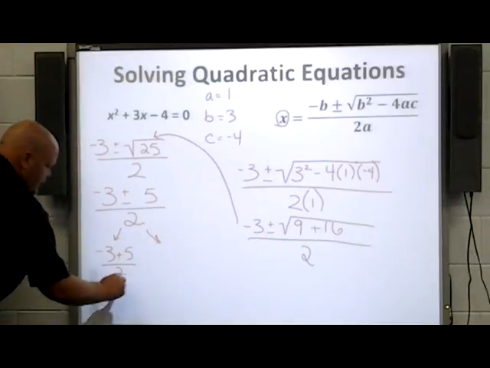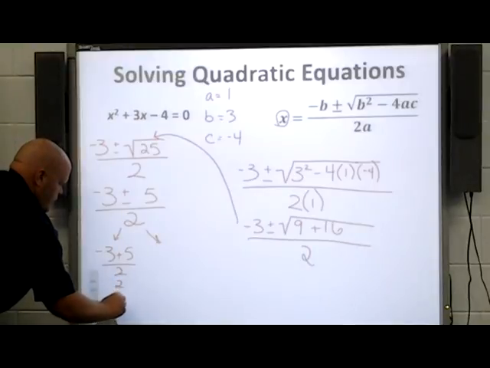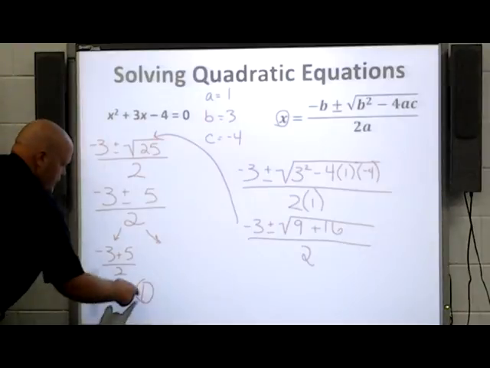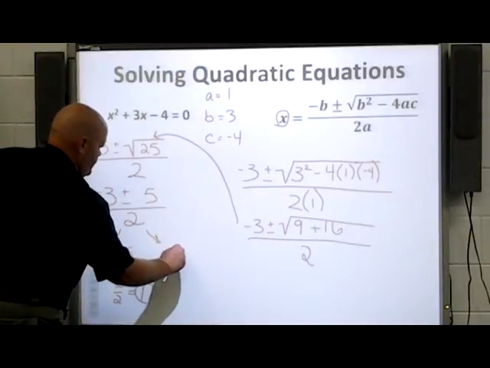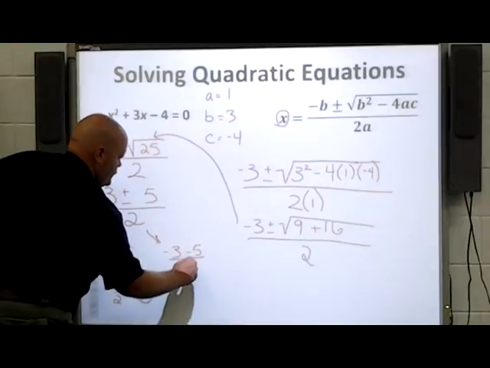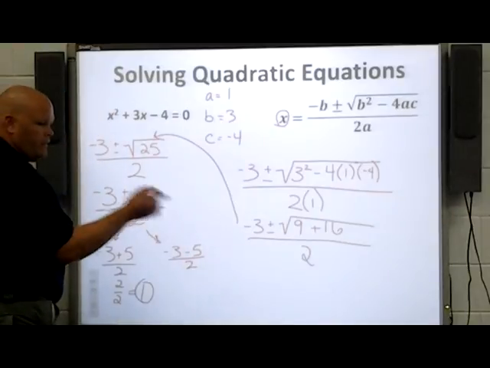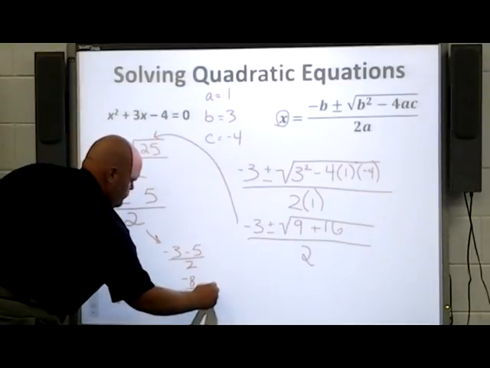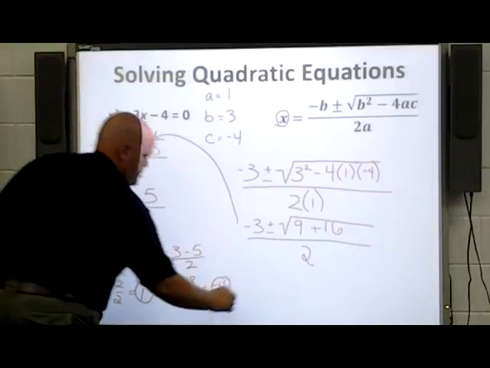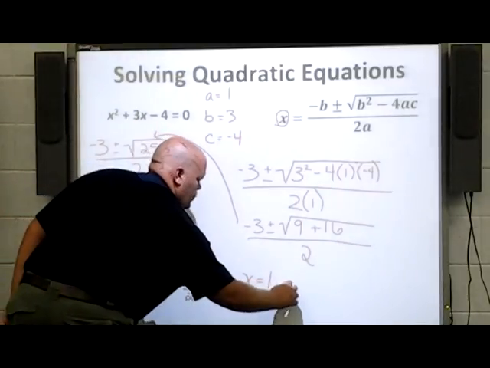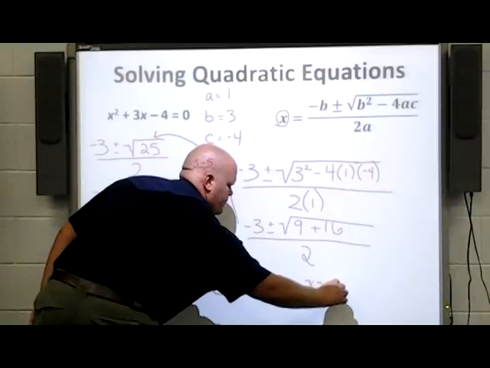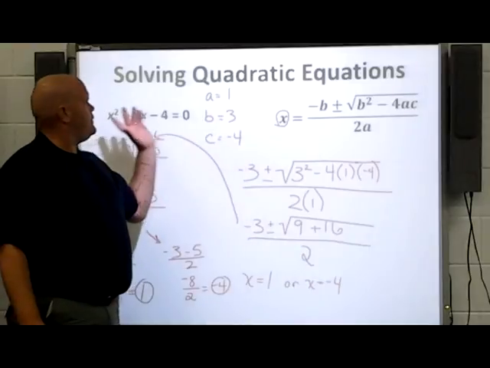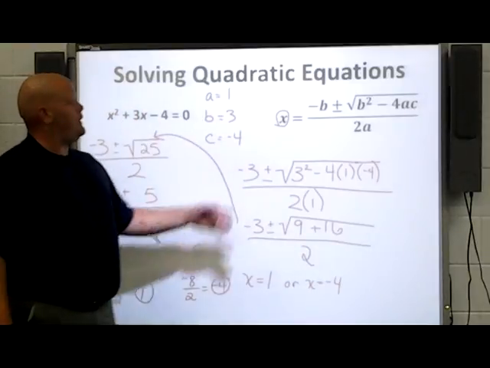Negative 3 plus 5 gives me 2 over 2. 2 over 2 equals 1. So for this problem, x would equal 1. Over here, I'm going to do negative 3 minus 5 over 2. Negative 3, taking away 5 more, gives me negative 8 over 2. And the answer to that will be negative 4. So x could be 1 or x could be negative 4. And it's as simple as that, ladies and gentlemen. That is solving a quadratic equation using the quadratic formula.